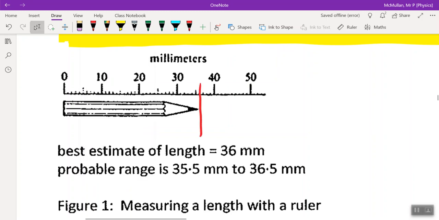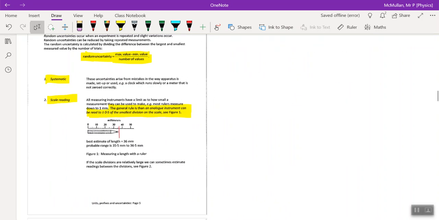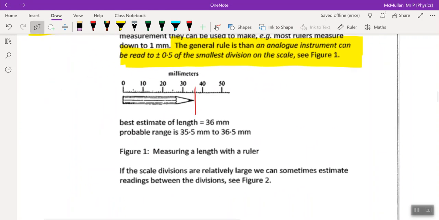Okay, you can see there that we know it's roughly 36, I would say. Now, if you were to view this on the page, that may not be as easy to point out. So 36 millimeters, sorry, not centimeters, is probably the best estimate. Now, the range of value for that is 35.5 to 36.5.